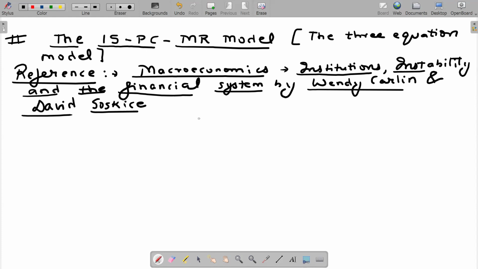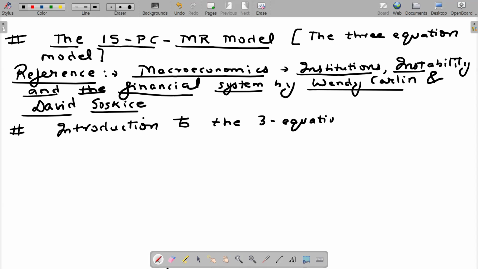Okay, so let's write the heading: Introduction to the three equation model.